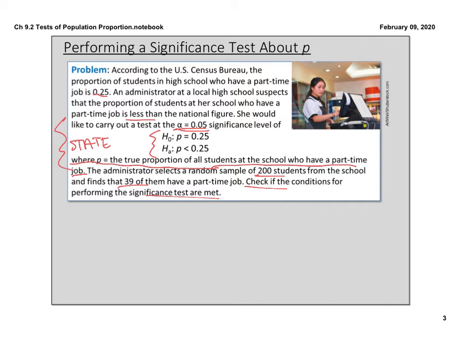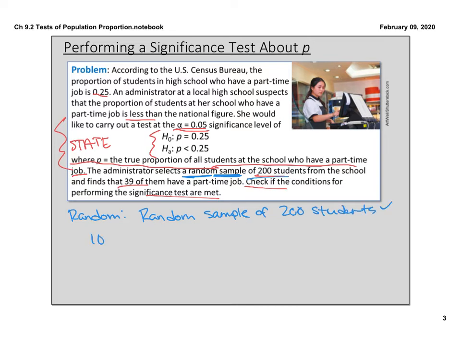So our first condition is that we need to say that it's random. And right here it says the administrator selects a random sample of 200 students. So randomness is applied. So that one's good.